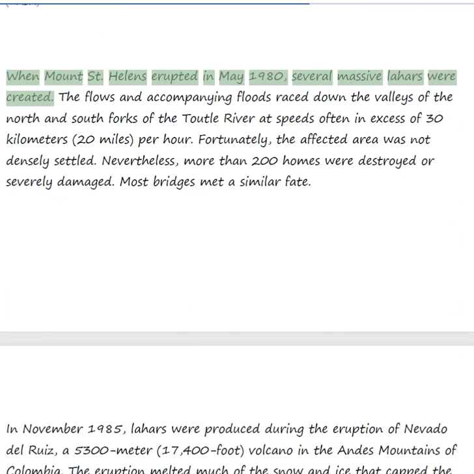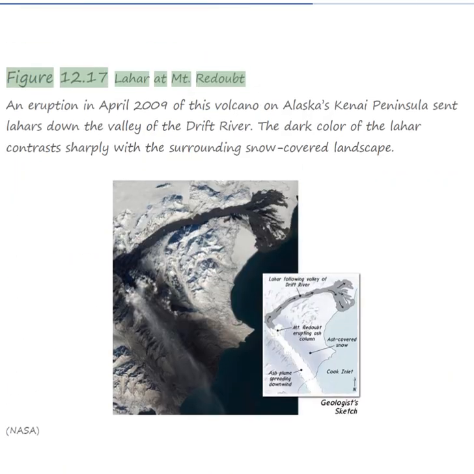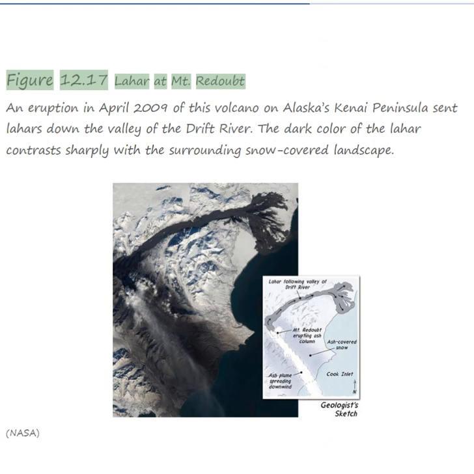When Mount St. Helens erupted in May 1980, several massive lahars were created. The flows and accompanying floods raced down the valleys of the north and south forks of the Toutle River at speeds often in excess of 30 kilometers per hour. Fortunately, the affected area was not densely settled. Nevertheless, more than 200 homes were destroyed or severely damaged. Most bridges met a similar fate. Figure 12.17 Lahar at Mount Redoubt.